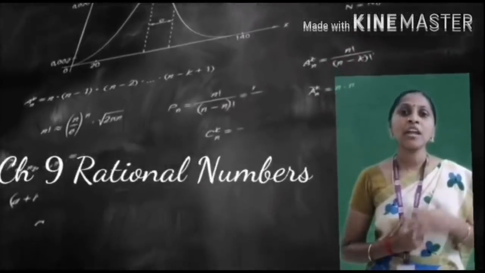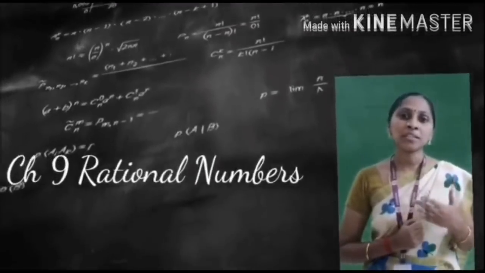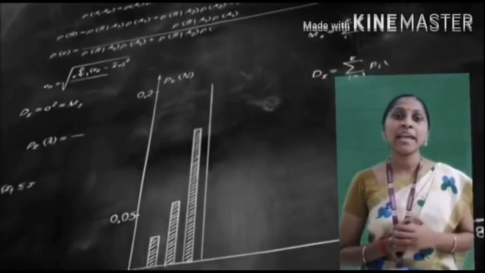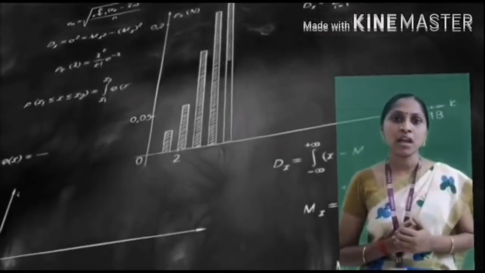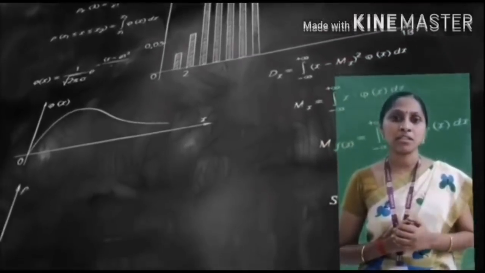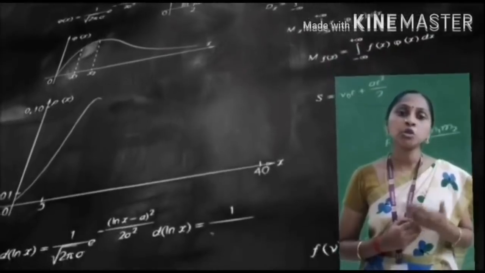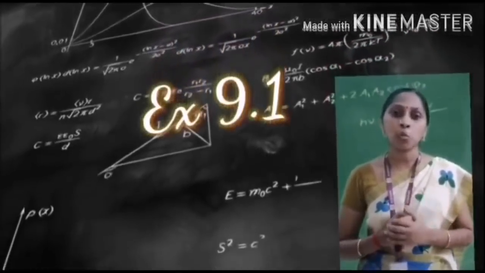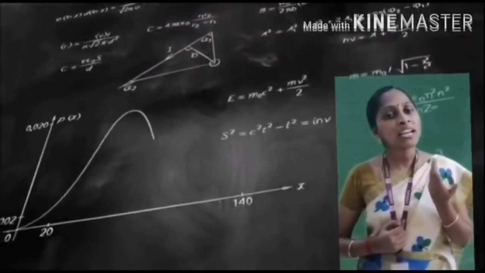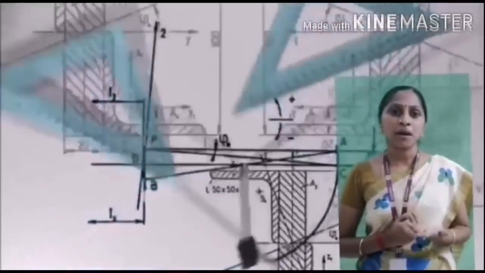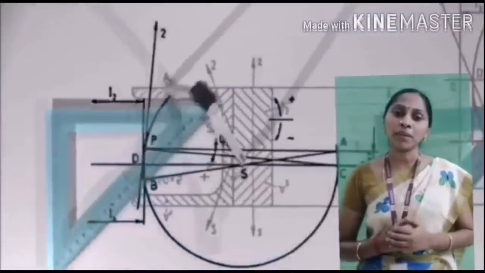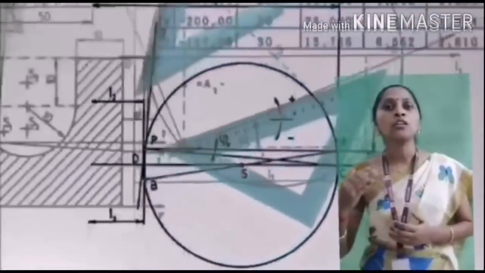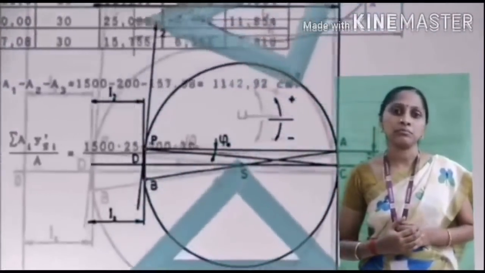In rational numbers, we have learnt how to represent a rational number on a number line, the definition of rational numbers, equivalent rational numbers, and comparison of rational numbers. Today, we are going to continue the same problems from exercise 9.1. Before that, what is a rational number? A rational number is expressed in the form of p by q, where p and q are integers and q is not equal to 0.